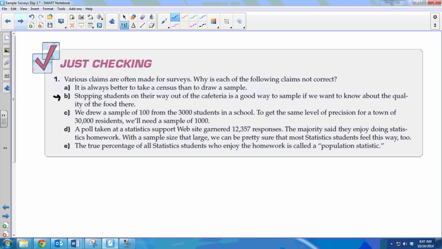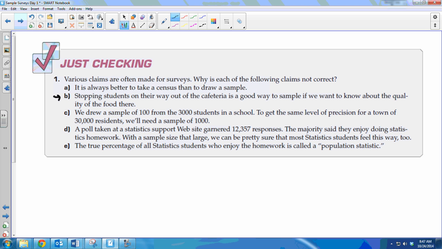On D, a poll taken at a statistics support website garnered 12,357 responses. The majority said they enjoy doing statistics homework. With a sample size that large, we can be pretty sure that most statistics students feel this way too. So what's wrong with that?